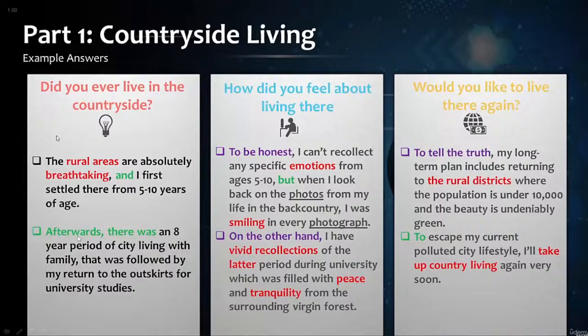Let's read that one more time. Would you like to live there again? To tell the truth, my long-term plan includes returning to the rural districts where the population is under 10,000 and the beauty is undeniably green. To escape my current polluted city lifestyle, I'll take up country living again very soon.